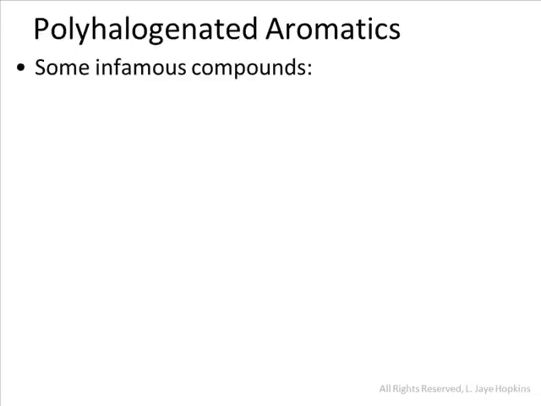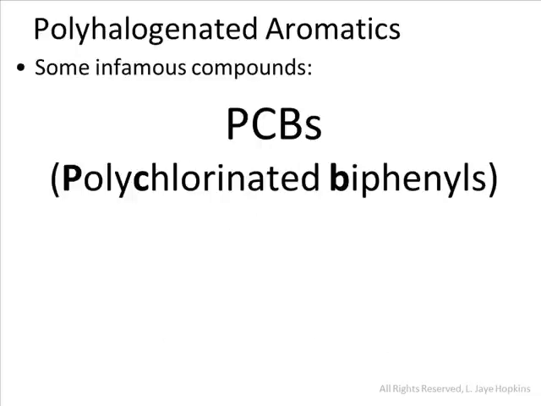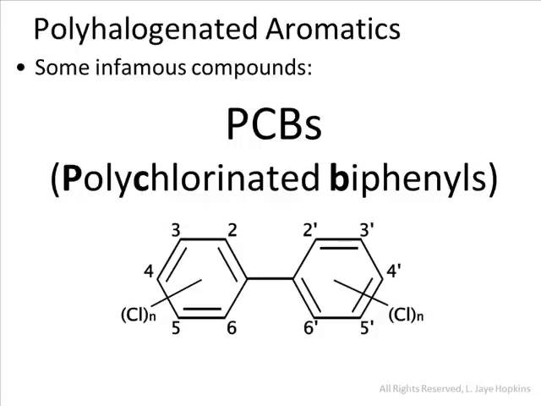Another very infamous polyhalogenated aromatic are the compounds known as PCBs, polychlorinated biphenyls. These are compounds that have two benzene rings linked together and then some number of chlorine atoms on each benzene ring. PCBs have been around for quite a long time. They're very frequently used as an additive to many chemicals, including as plasticizers to manipulate the physical properties of different materials. They can also be used as electrical fluid in things like industrial transformers and capacitors.